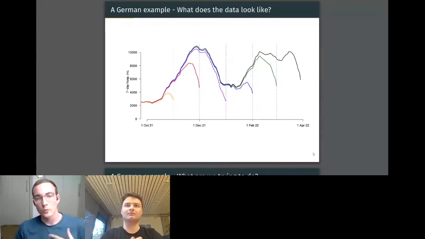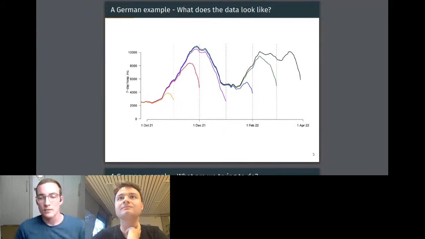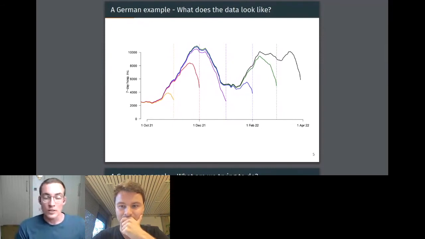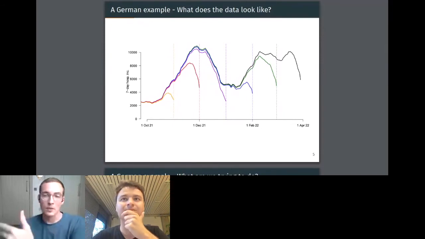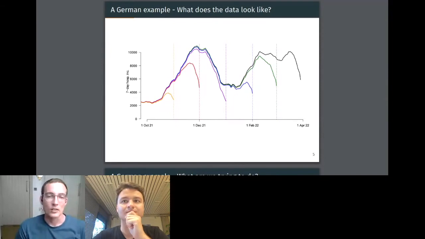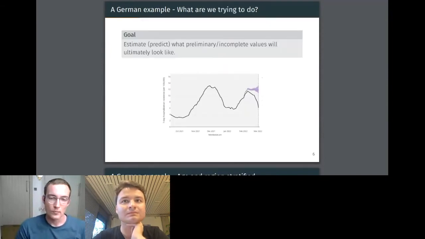This is what we're trying to do. We're trying to reconstruct black from all of these individual snapshots that we observe over time. And for example, for green, we'd use the snapshots from blue, purple, red, and orange to reconstruct how green maps to black. And that's basically the nowcasting problem in a nutshell.